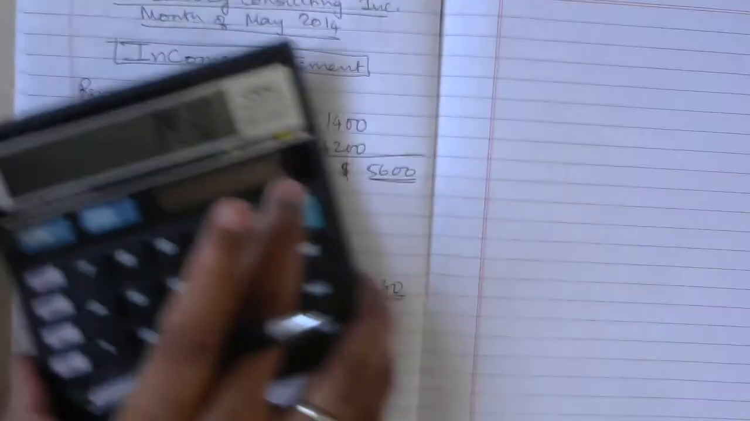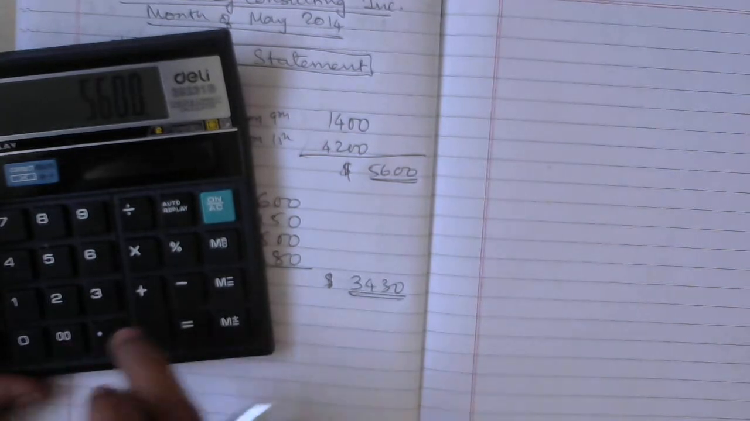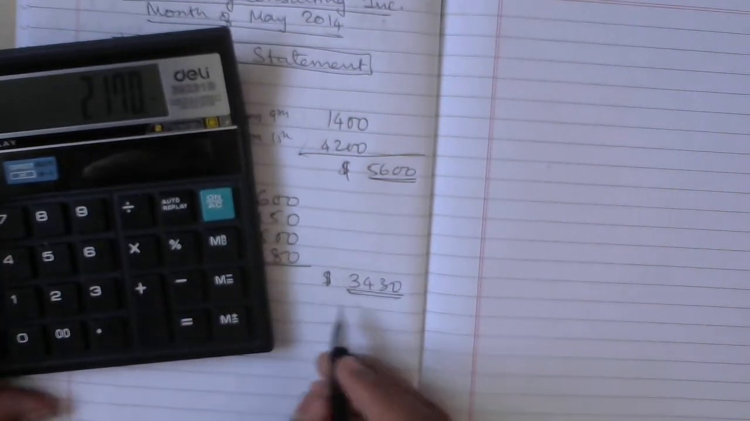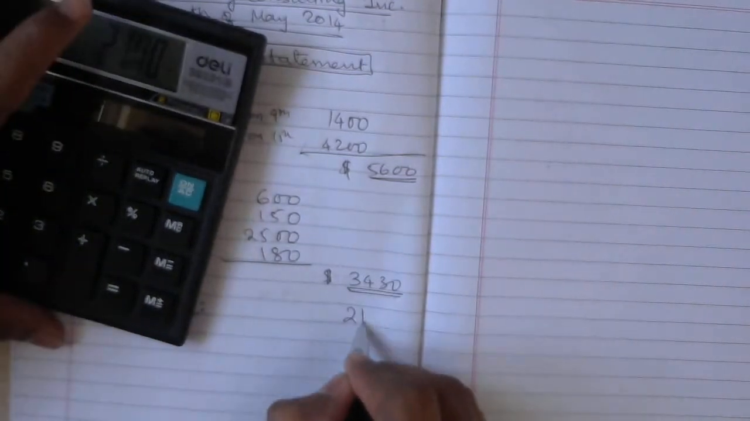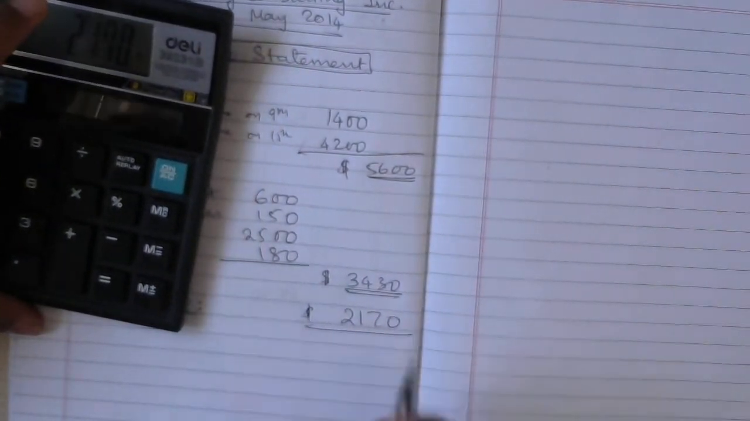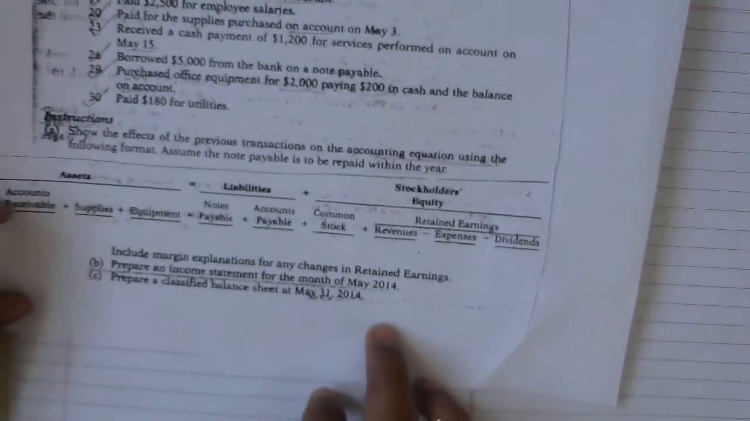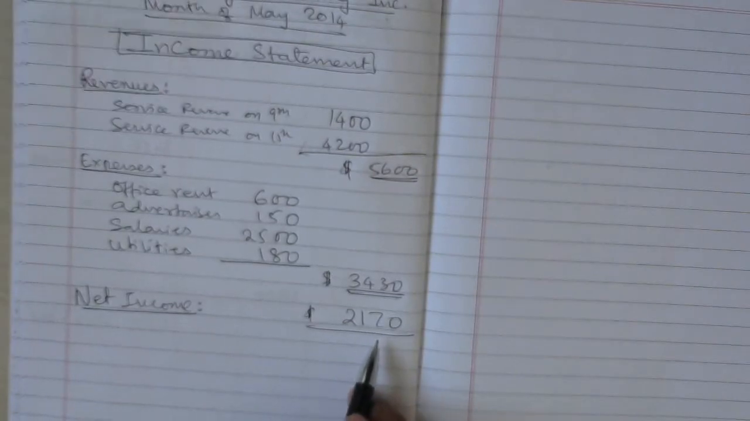So net income will be 5600 minus 3430. So I will get 2170. This is the net income. Okay. So this is the income statement for the month of May 2014. So I got this net income.